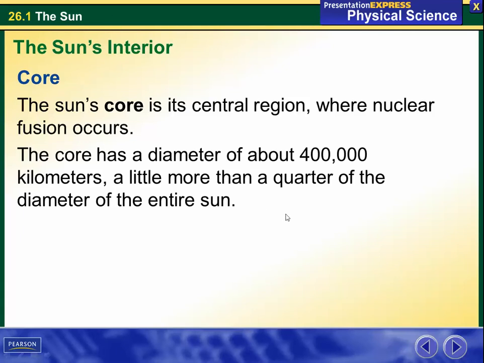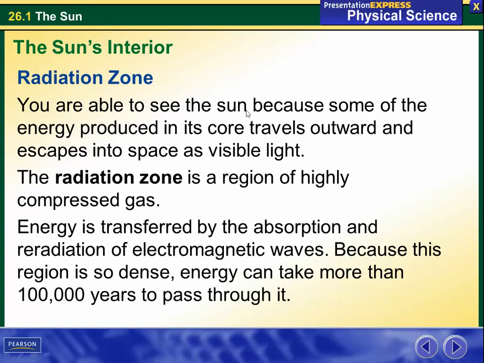It's a very large core with a diameter of 400,000 kilometers, which is a little more than a quarter of the diameter of the entire sun. So large core, lots of nuclear fusion going on in there. Again, 400,000 kilometers in diameter. Then the next area, moving outward, so core is the center. Right outside the core we have what's called the radiation zone.